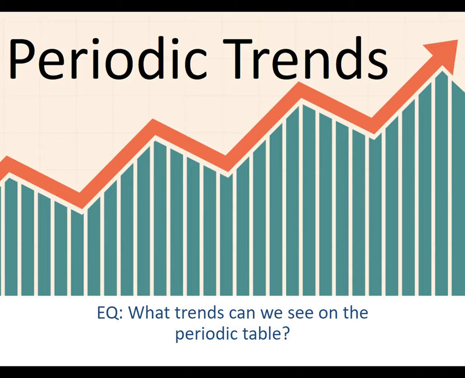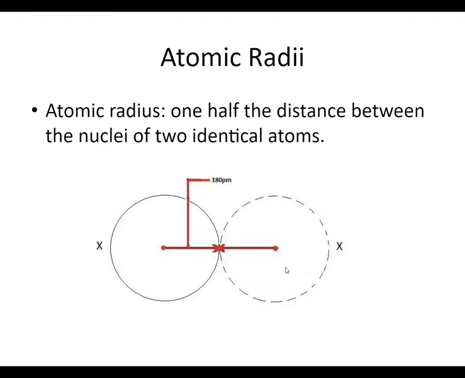If you guys want to do that again, a lot of you guys are missing the part about the periodic trends. So I made this video to kind of give you some more information and to give you some more practice on this topic. So our essential question for today, what trends can we see on the periodic table?